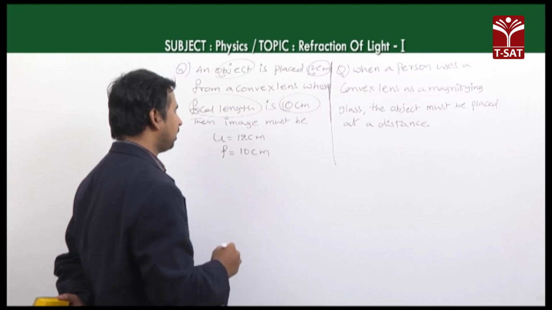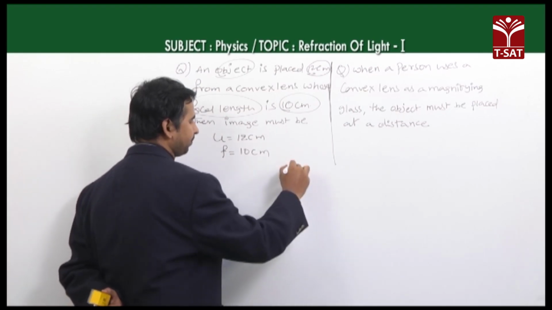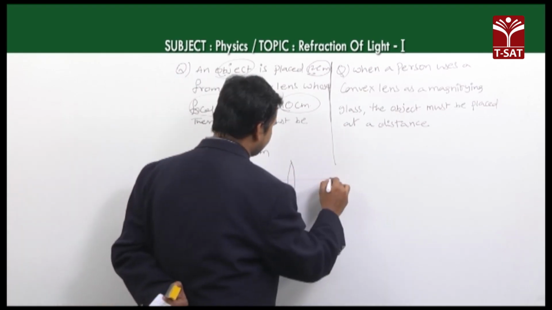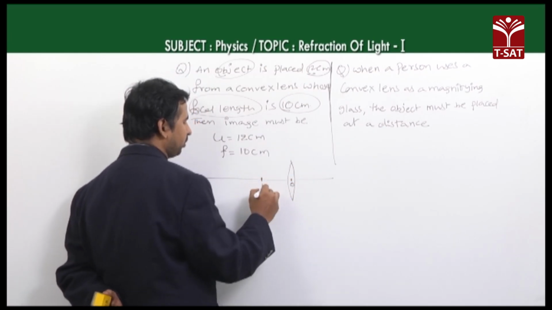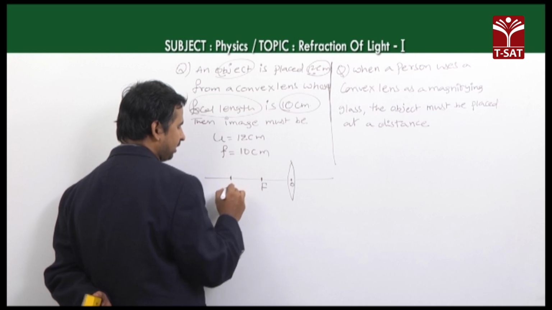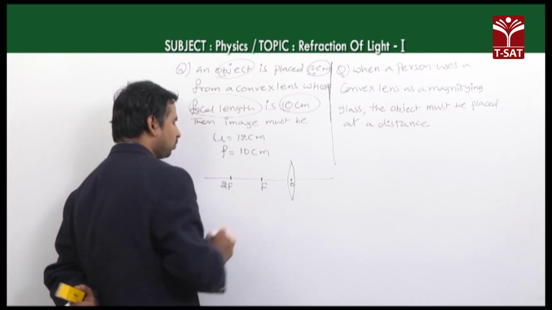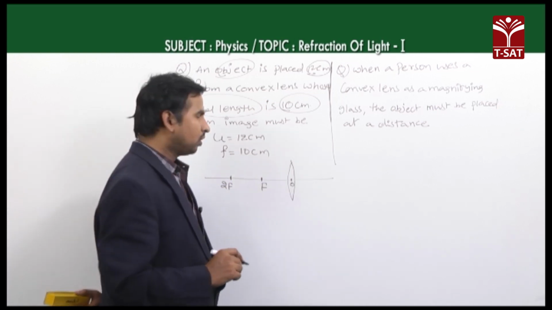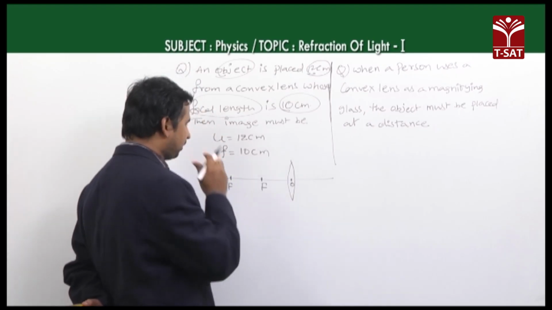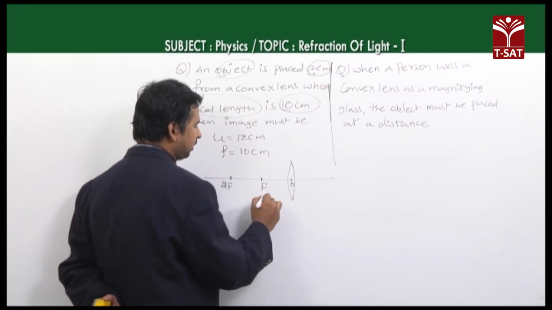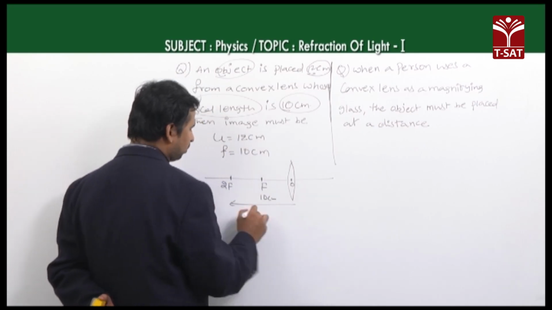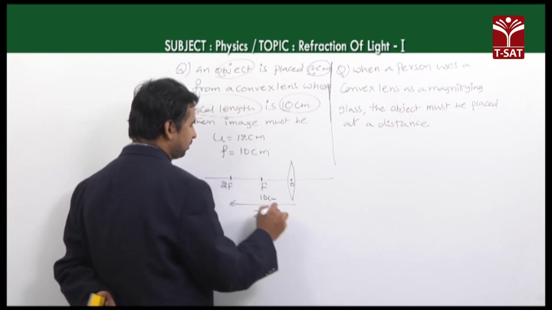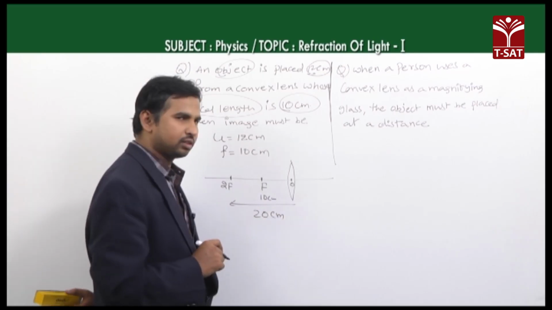In the case of a convex lens, this is the optic center, here you have the focus, and here we have the center of curvature, which is twice the focal length. The focal length given is 10 centimeters, and twice the focal length becomes 20 centimeters, that is, 10 centimeters and 20 centimeters.